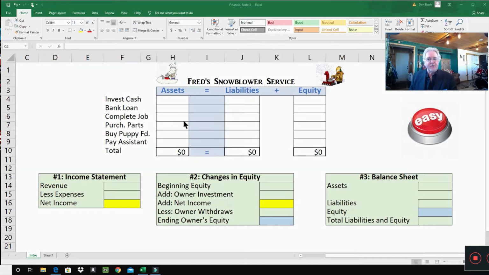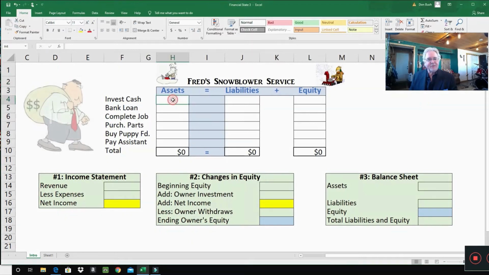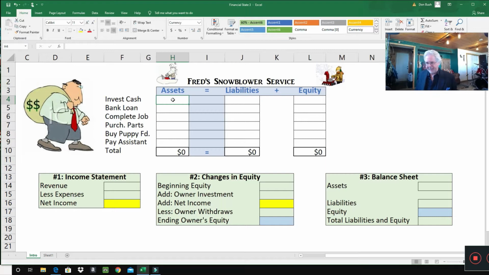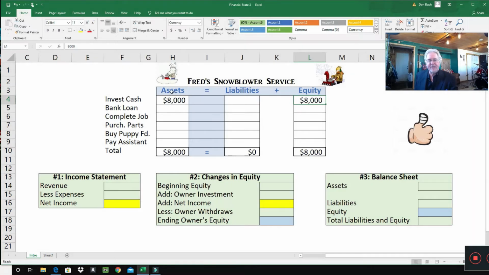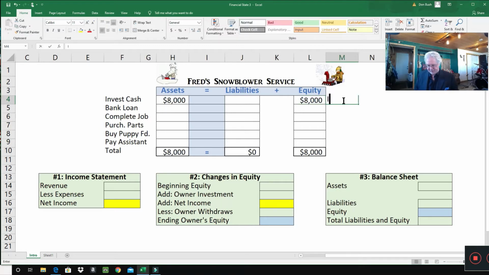So here we go. First of all, Fred is going to invest cash into his business. Let's say that Fred invests $8,000 of cash into his business. Now, Fred does not owe this money to anyone, so it's not a liability, but we're going to put it here as equity. $8,000. So our accounting equation balances: the left-hand side, the assets, balances with the right-hand side, 8,000 and 8,000. And I'm going to label this an investment.